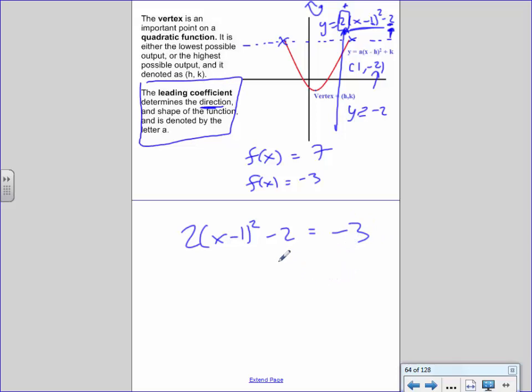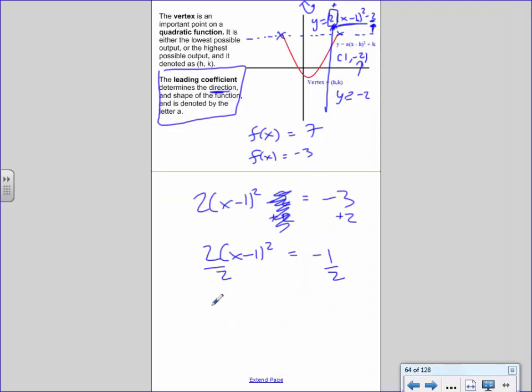To get x by itself, I would add 1 to both sides. Sorry, add 2 to both sides. If I add 2 to both sides, this bit goes away. And I'm left with 2 times x minus 1 squared equals minus 1. Then to get x by itself, maybe I would divide by 2 on both sides. So then I'd have x minus 1 squared, and it would equal negative 1/2.